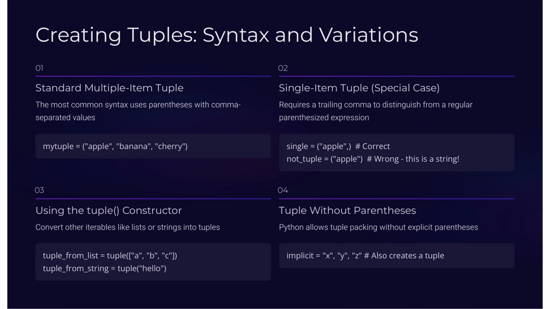Creating tuples in Python involves various methods. Standard tuples use parentheses with comma-separated values. For single-item tuples, a trailing comma is essential. The tuple constructor converts iterables like lists or strings into tuples. Additionally, Python supports tuple packing without explicit parentheses, allowing for concise syntax.